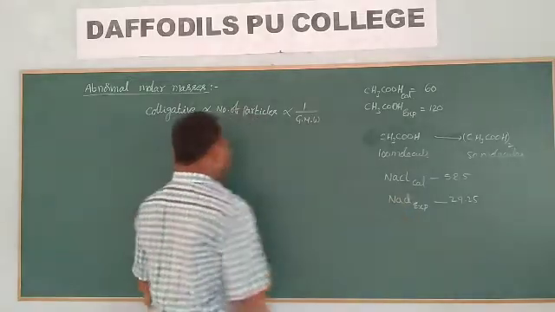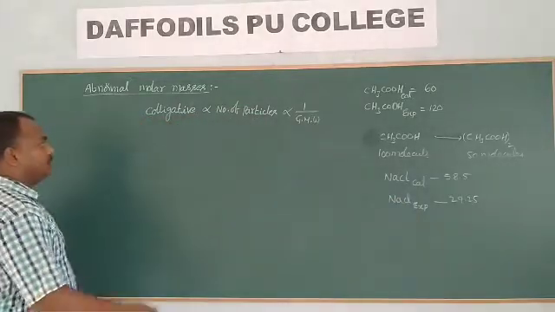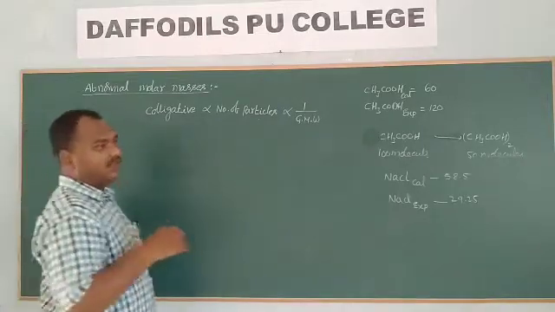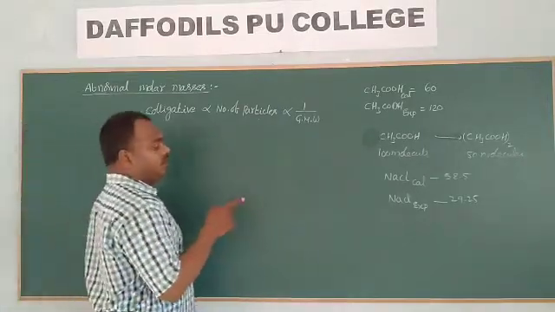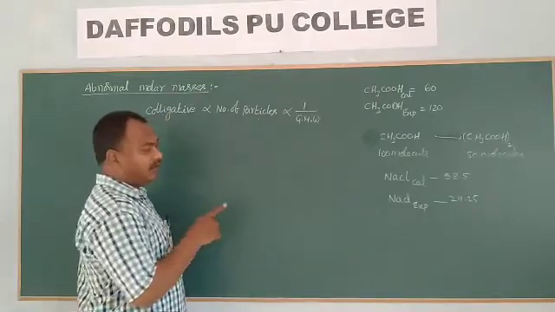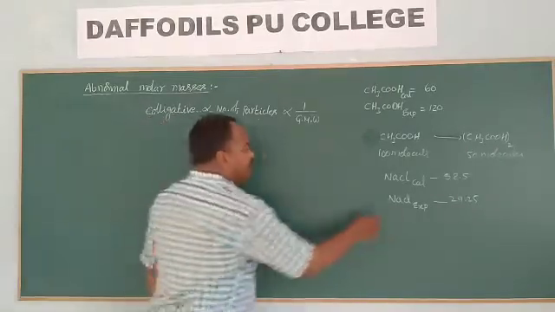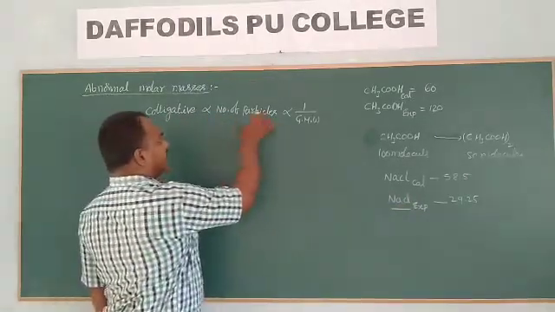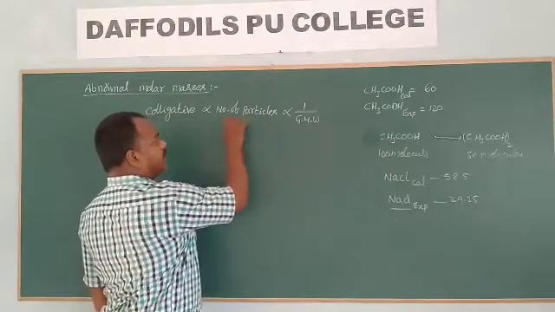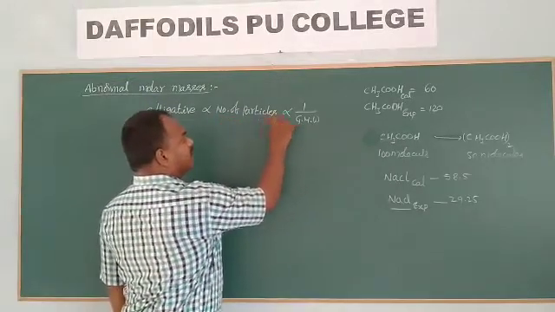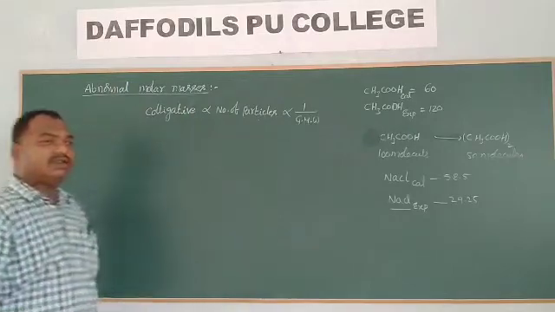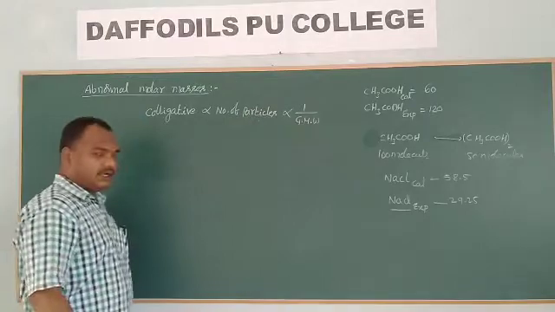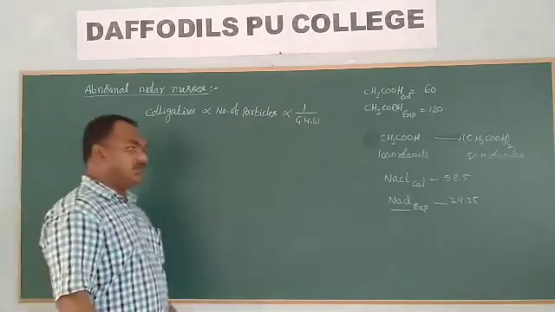When we place sodium chloride in aqueous solution, it undergoes ionization. It produces Na+ ions and Cl- ions. We think we are placing only one formula unit of NaCl, but actually it is giving two particles, Na+ and Cl-. When the number of particles increases, what happens to the gram molecular weight? It decreases, because it is inversely proportional to the number of particles. So this thing is happening.